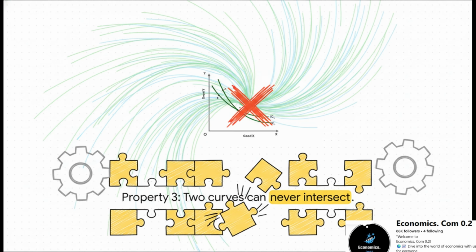Property number 3. Two indifference curves can never, ever intersect. This brilliant little rule is what keeps the whole model logically sound. If two curves crossed at a specific point, it would mean that single point somehow represents two completely different levels of total satisfaction at the exact same time. It's a total mathematical contradiction. A single combination of goods can only give you one specific level of utility, period.